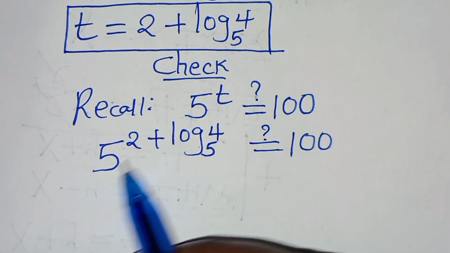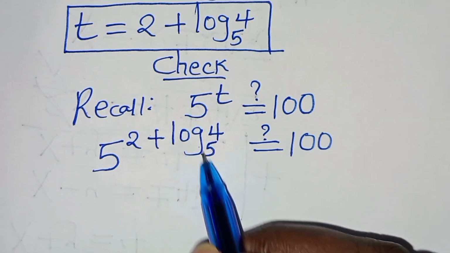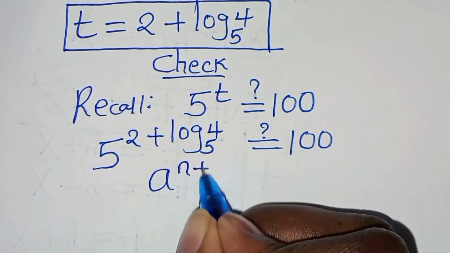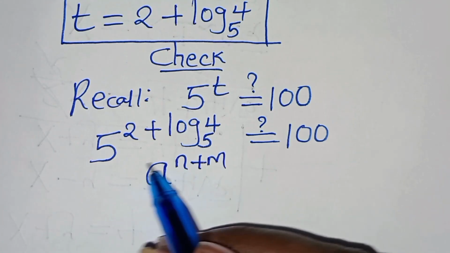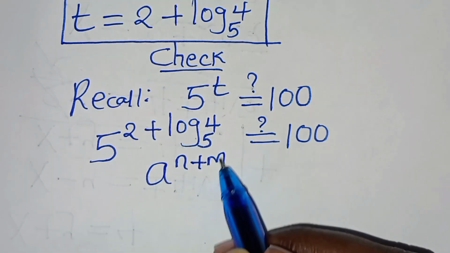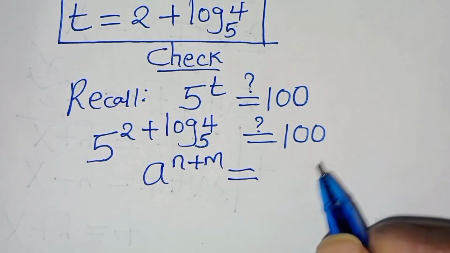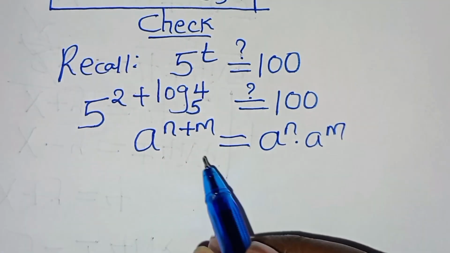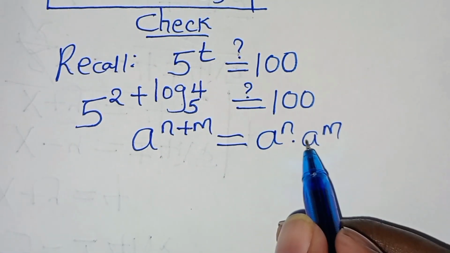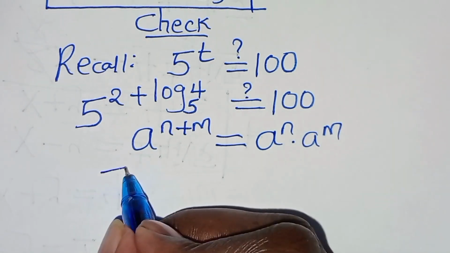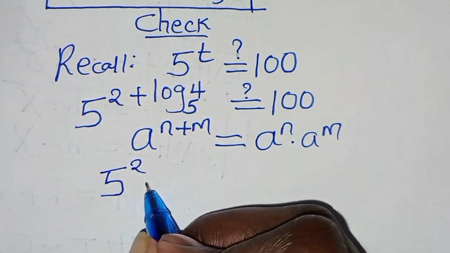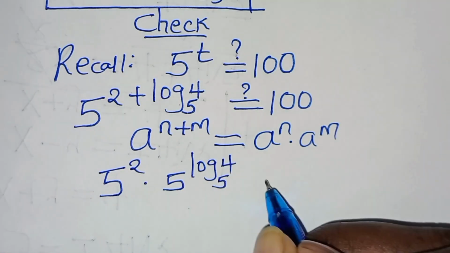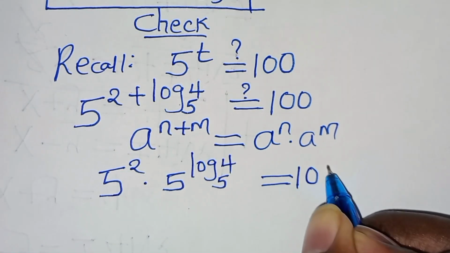Now, 5 to the power 2 plus log 4 to base 5 is in the form of a to the power of n plus m, which we can transform as a to the power of n times a to the power of m. Applying this exponent property, we have 5 to the power of 2 multiplied by 5 to the power of log 4 to base 5. This is supposed to give us a value of 100.